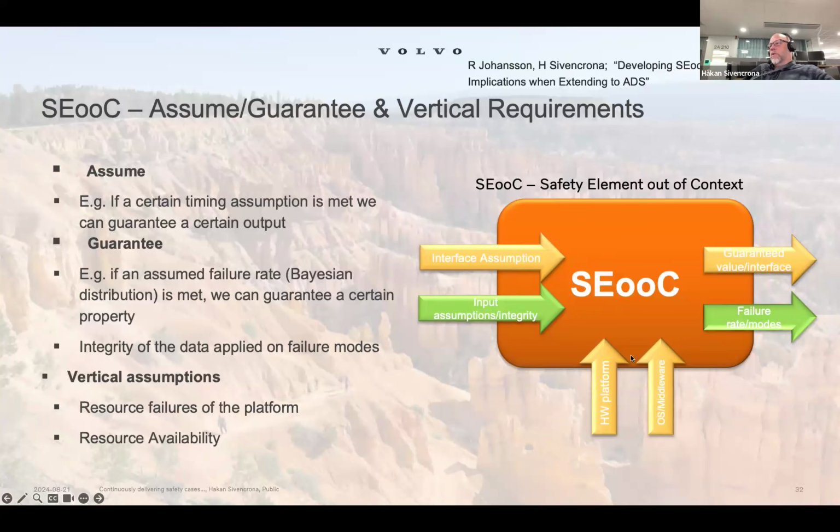And vertical assumption is also interesting to mention here, because you have a functional contract. It means that if I fulfill this, I can do this, unless. We can have something in the platform shooting us down, and we need to put requirements and make sure that the operating system or the middleware can take care of this. Once these are done with integrity, we can guarantee it. So a safety element out of context can have assumptions also on the vertical contracts.